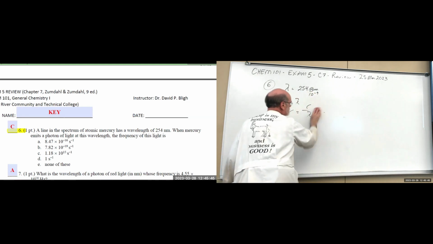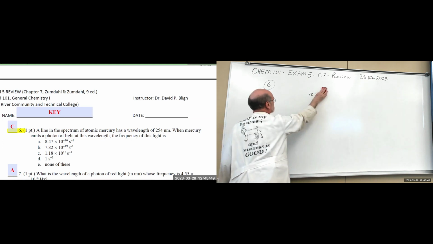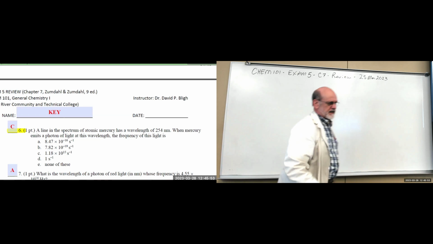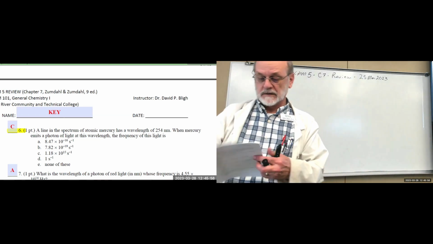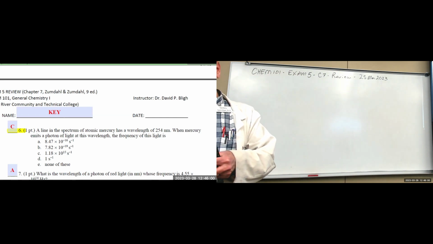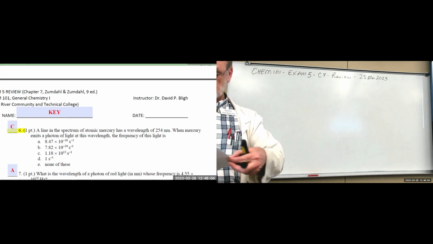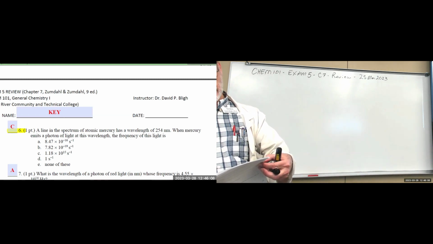And these formulas, I believe, are in useful information. Well, that means they'll be available on the test. Let me just check to be sure. Here we go. So, yeah, there it is. Okay.